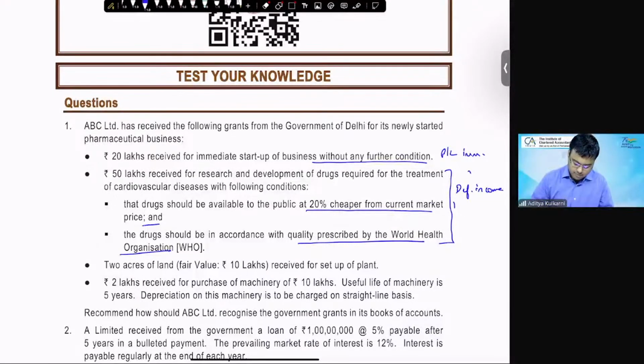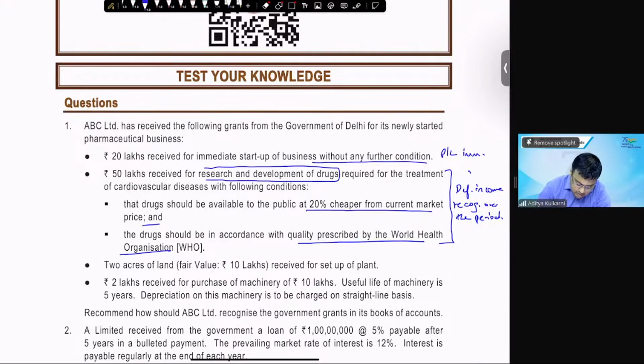Recognized over the period. This is the answer which is mentioned in the institute, which is perfectly correct. There could be an alternative opinion, though it's not very clear, but the point is drugs R&D.